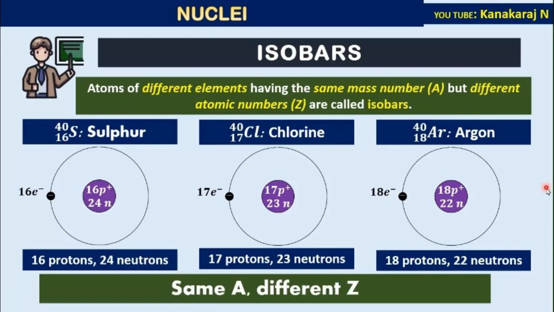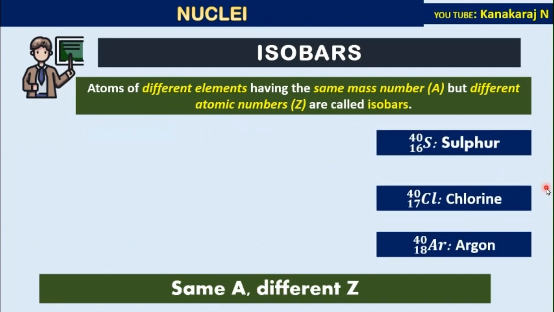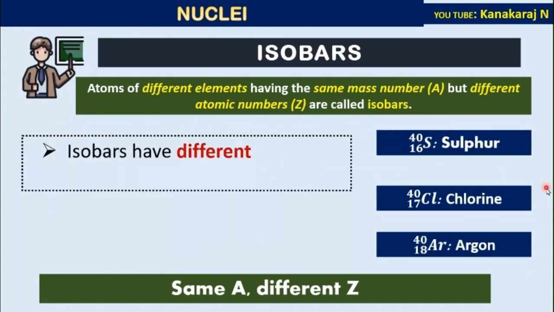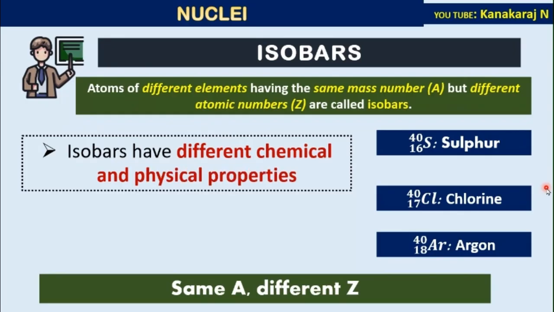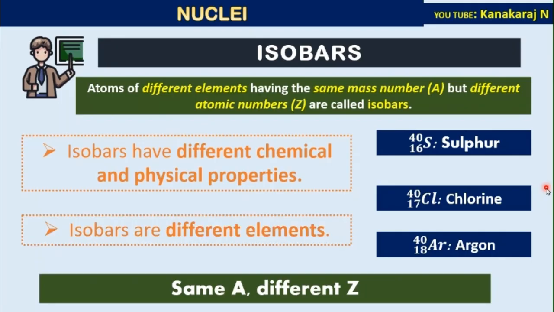Same A, different Z. Isobar means same A, different Z. Let's learn key points. Isobars have different chemical and physical properties. Isobars are different elements.